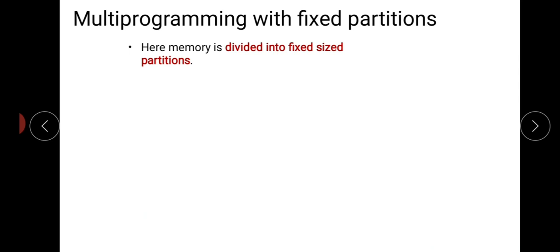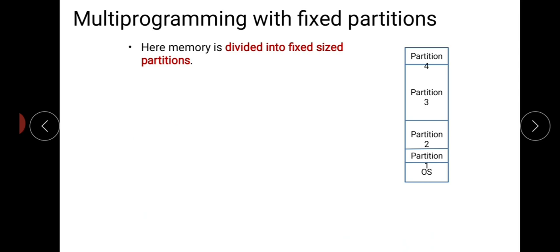Just its name is fixed partitioning. Your full memory will be divided into many fixed size partitions. Here is one example. This is your total memory, where some part is occupied by the operating system, and the rest of the part will be divided into some fixed number of partitions.